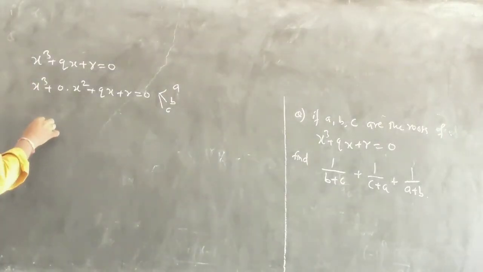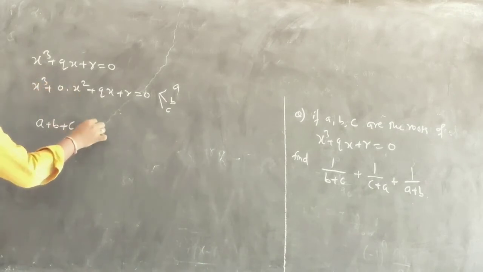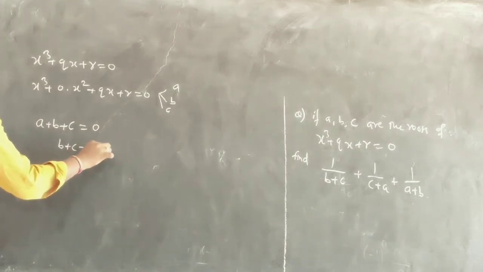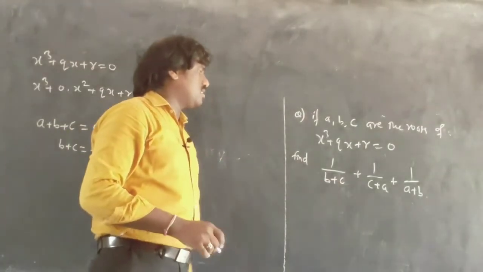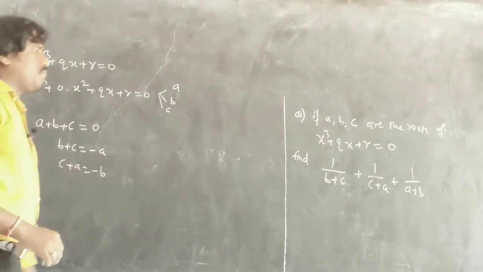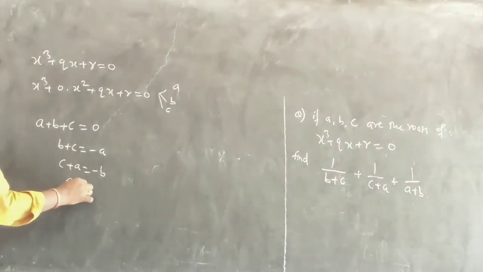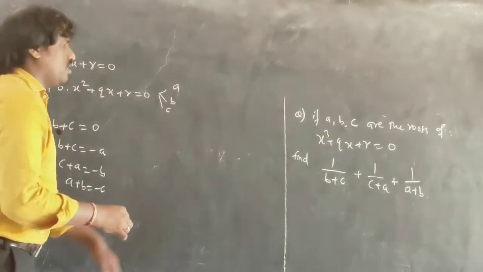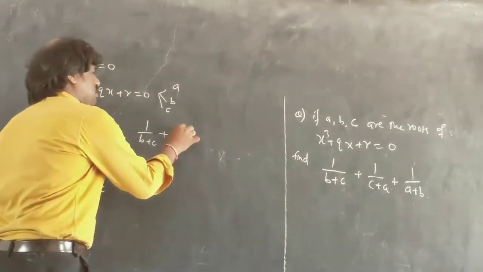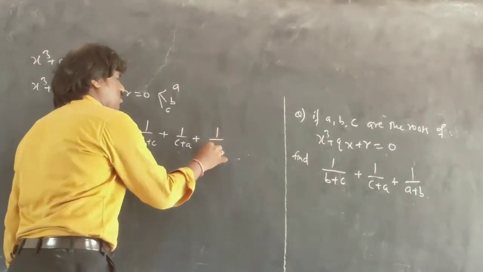So the sum of the roots will be a plus b plus c. The sum of the roots is 0 by 1, that is 0. It means b plus c value is minus a, c plus a value is minus b, and a plus b value is minus c. So he is asking to find 1 by b plus c plus 1 by c plus a plus 1 by a plus b. This value they are asking to find.